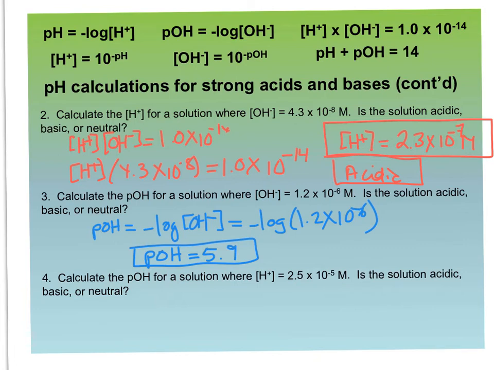Or best bet is find the pH. So pH would be 14 minus 5.9, which would be 8.1. 8.1 would be basic. So any of those methods would tell you that it is basic.